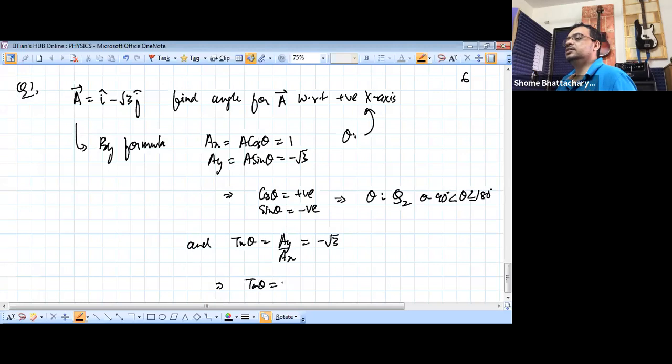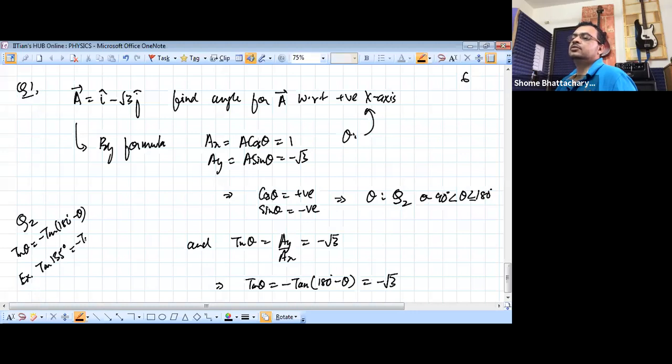So that means tan theta can be written as minus of tan 180 minus theta, which is minus root 3. This is the formula for the second quadrant. In the second quadrant, the formula is that tan theta is minus of tan 180 minus theta. So for example, tan 135 degrees becomes minus of tan 45. That kind of formula we are using.